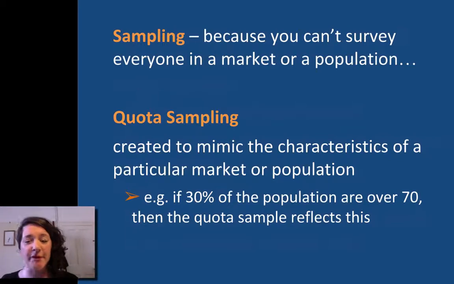An example of this would be in an area where 30% of the population are over 70. Then the quota sample that you're using, the number of people that you're asking questions to, or the number of people that you're observing, needs to match this 30%.